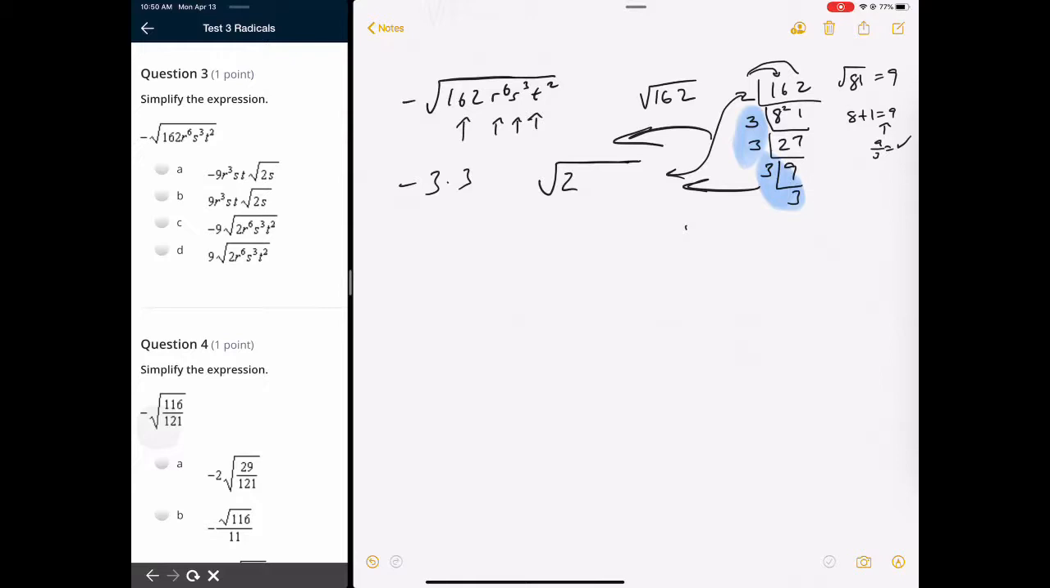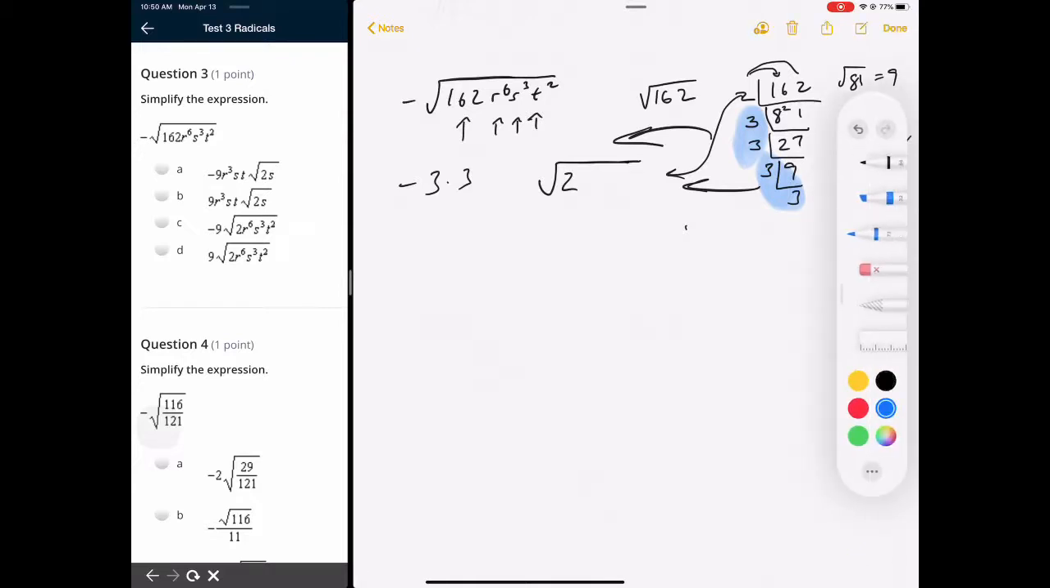Our next problem is, let's look at r to the 6. So we're going to write it out as 1, 2, 3, 4, 5, 6. Now this is a long way of doing it, but it's a way for us to see it. And looking for pairs, I have 1, 2, 3 pairs. That means they all came out. No leftovers. 1 R, 2 R, 3 R's. So we don't have to write R inside because there are no leftover R's.